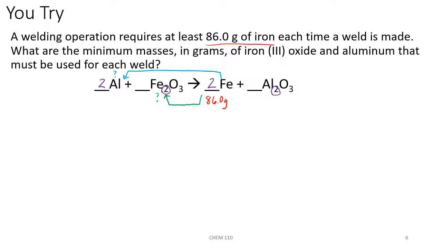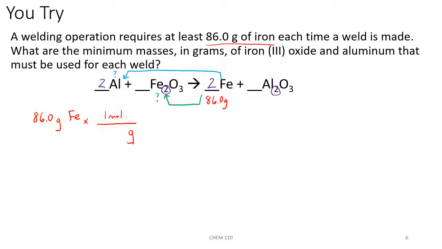We're going to have to set up 2 separate calculations, one to calculate the amount of iron 3 oxide and the other to calculate the amount of aluminum. Let's start with the iron 3 oxide. We need to start with what we are given in the problem, which is our 86 grams of iron. And in order to use our balanced equation, the first thing we have to do is convert our grams of iron into moles of iron.